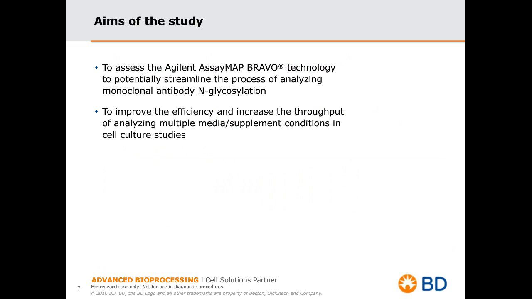I would like to review the aims of the work that will be presented today. Primarily, we sought to assess the Agilent Assay Map Bravo technology in an attempt to streamline the process of analyzing monoclonal antibody N-glycosylation. Being a liquid handling unit, the Bravo would allow for automation of certain processes, for example, protein purification. So the wider aims of the work presented here involve targeting an improved efficiency and increased throughput of analyzing multiple media and supplementation conditions in CHO cell culture. So the primary focus of this talk will be CHO cell culture, and it will be the focus of the work presented here.